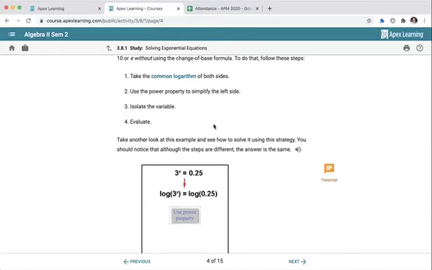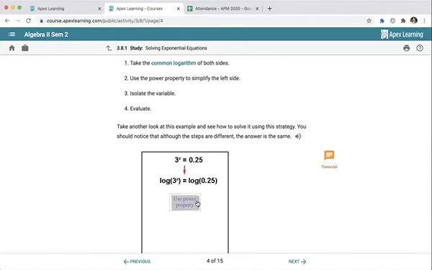All right, and once we take the common log of both sides, we can then use our power property, which means 3 to the power of x, we carry that x out in front. So we now have x times log of 3 is equal to log of 0.25.